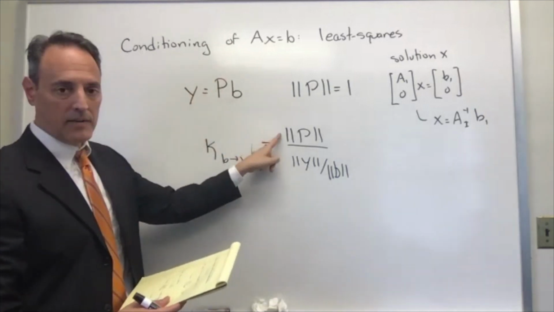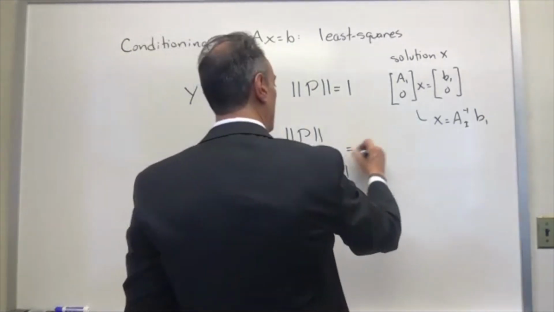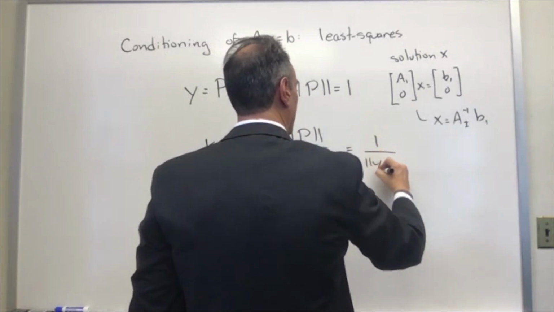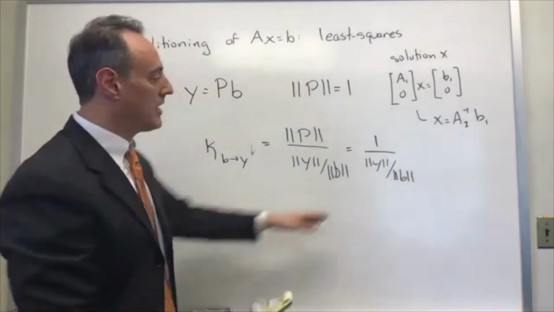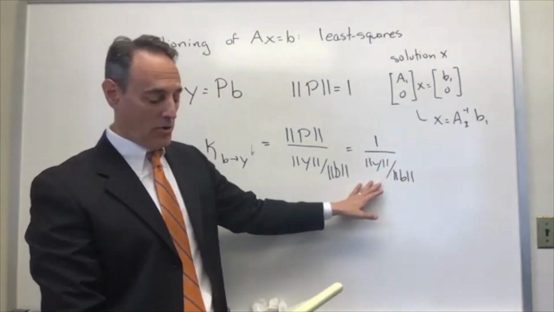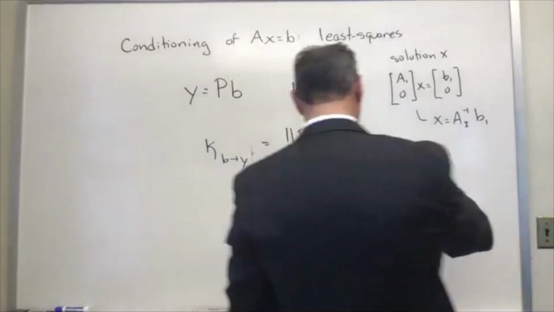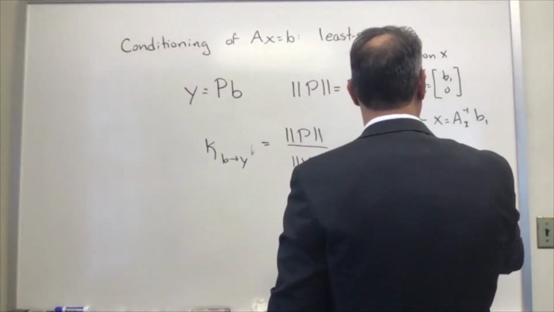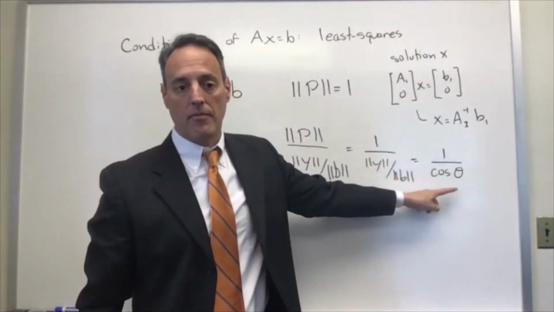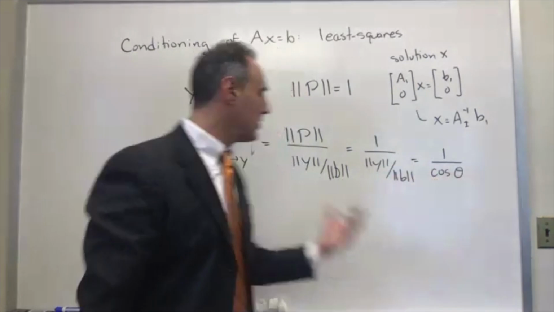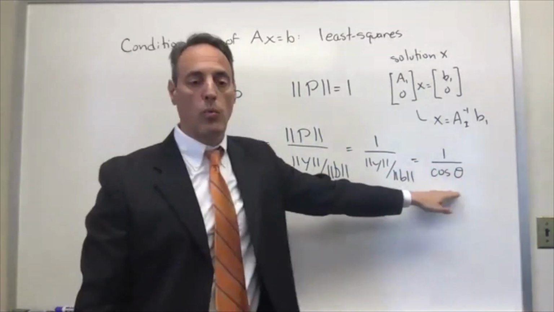But what's P? That's the projector. The norm of it is 1. So because P is a unitary operator, I just have this. And this was exactly the definition of the cosine of the angle theta. So this comes out to be 1 over cosine theta, where theta was one of the angles that I defined before. So there you go. This is the condition number of B acting on Y, and it's 1 over cosine theta.